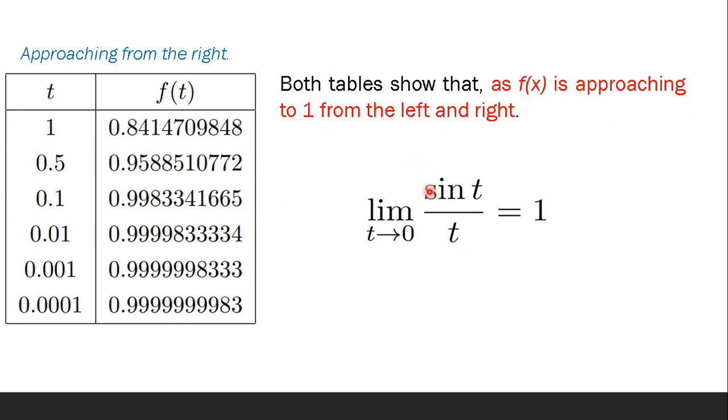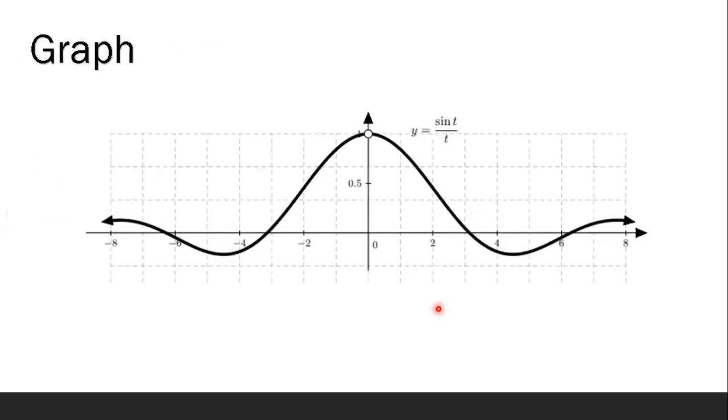And therefore, we can say that the limit of sine t over t as t approaches 0 is equal to 1. And that's the answer for our second example for some special limits. And this is how the graph looks like. Just input y is equal to sine t over t in any online graphing calculator, and you can see this graph. And that's the same observation.